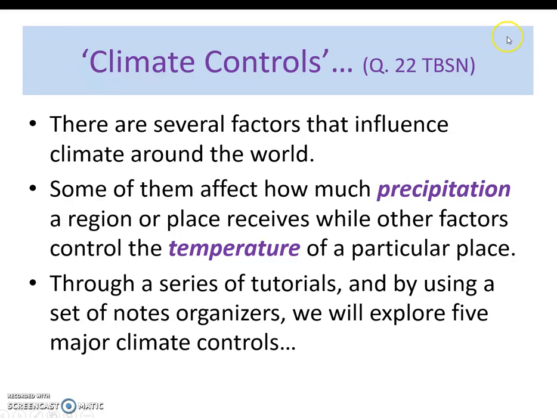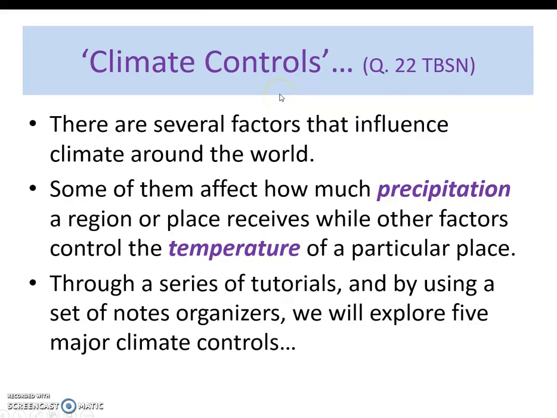Okay, so where we're going now is to start to talk a little bit more about these what are called climate controls. And basically what's going to happen now, again, using our textbook study notes as our sort of recipe or guideline here, we're moving into question 22 on our textbook study notes.